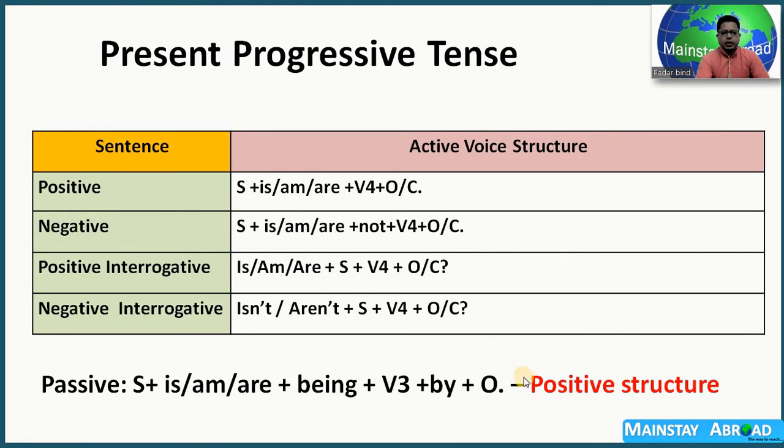Fine. So here I would like to tell you the passive: subject plus is, am, are, then you have to use being, then V3 form, past participle, then by plus object. This is the positive form of passive. We can go for negative by adding not, and if we put the auxiliary before the subject, that is going to be positive interrogative. Then if you put isn't or aren't before the subject, then being plus V3 plus by plus object is going to be our negative interrogative of passive. Fine, it's easy to make out. It's not going to be a difficult part for anybody.